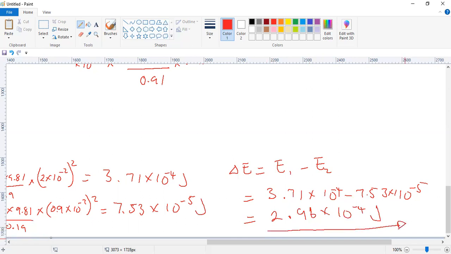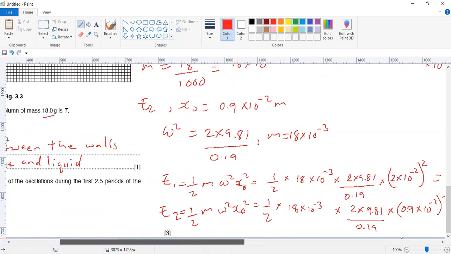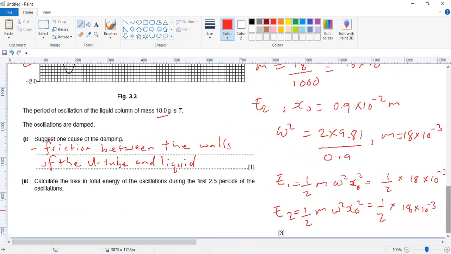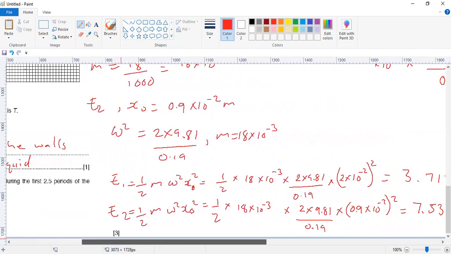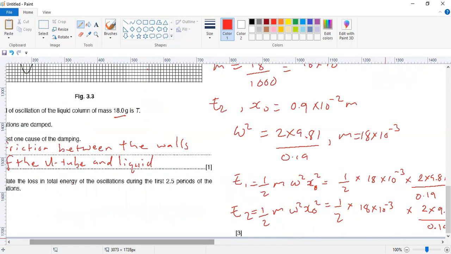So that should be the change in energy. All right, so a lot of things to consider, a lot of working to be done, but that is A level. And this question is 3 marks. Okay, so it spells how much work you have to do. That is the work you have to do: conversion into standard units, and then working out using the given formulas in the syllabus. So that's all about energy.